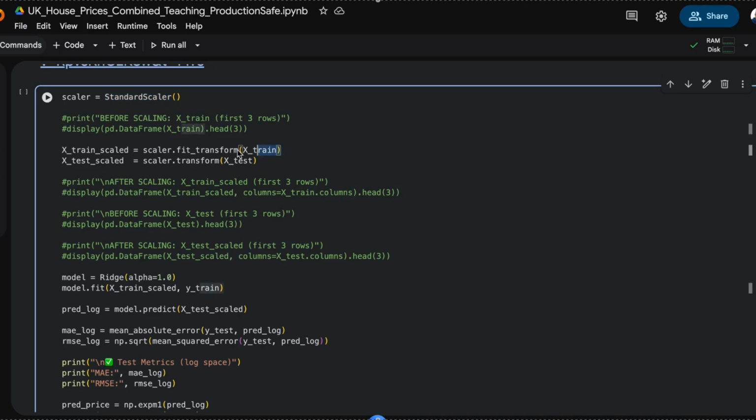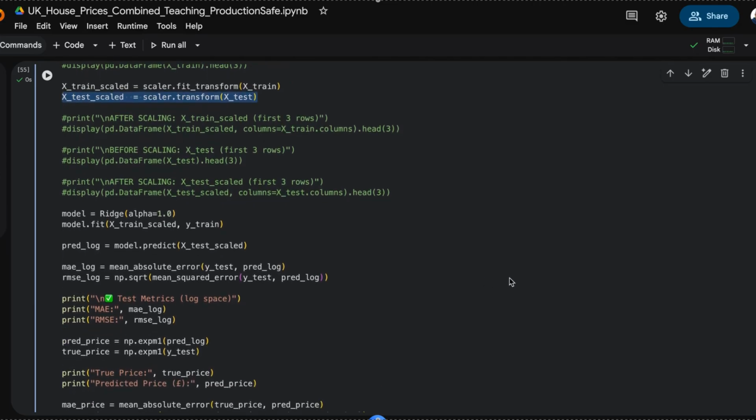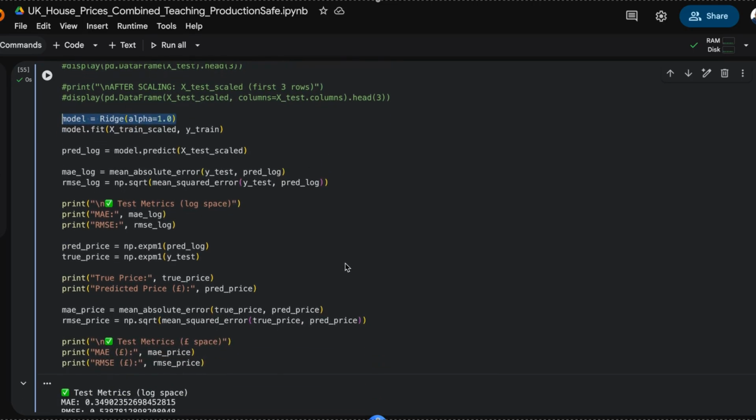We now apply a standard scaler. It transforms each feature to mean equals 0, standard deviation equals 1. Important emphasis: the scaler is fit on training data only. The test data is transformed using the same parameters. This prevents information leakage. We use ridge regression, which is a linear regression model with L2 regularization.